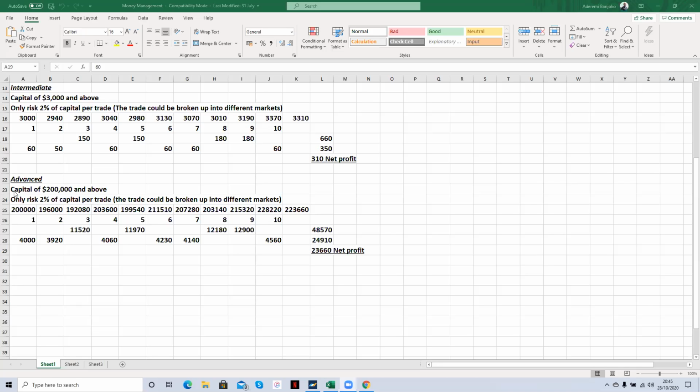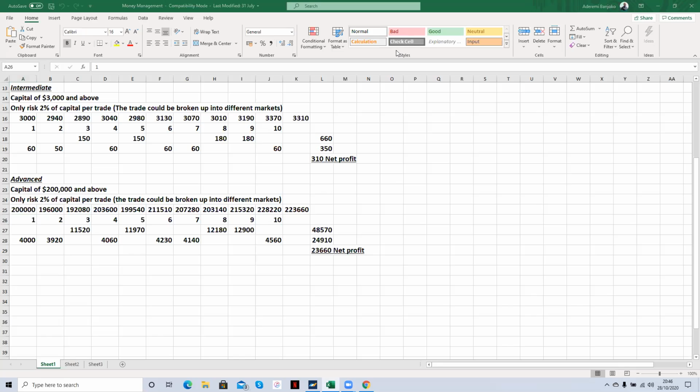So for example, if you're trading with a capital of $200,000 or pounds, again, it's still, like I said, once it's 3,000 and above, it's always 2% of your capital per trade. So 2% of 200,000 is 4,000 pounds. So this person, trading this account with £200,000, can afford to lose £4,000 on one trade. On their first trade, they can lose 4,000, which is 2% of 200,000.